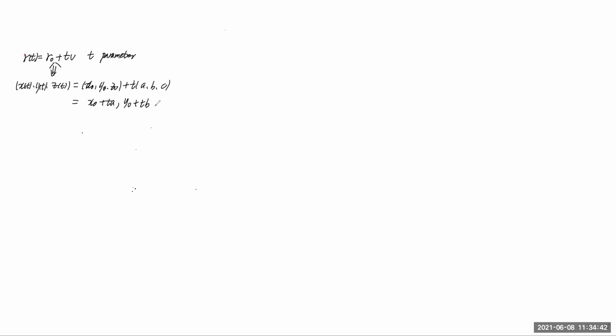Plus TB, Z naught plus TC. So we get X(T) is X naught plus TA, Y(T) is Y naught plus TB, Z(T) is Z naught plus TC. We get a new format. If you look at this, probably you say, okay, this is more direct. Yes, I also like this because it's more explicit.